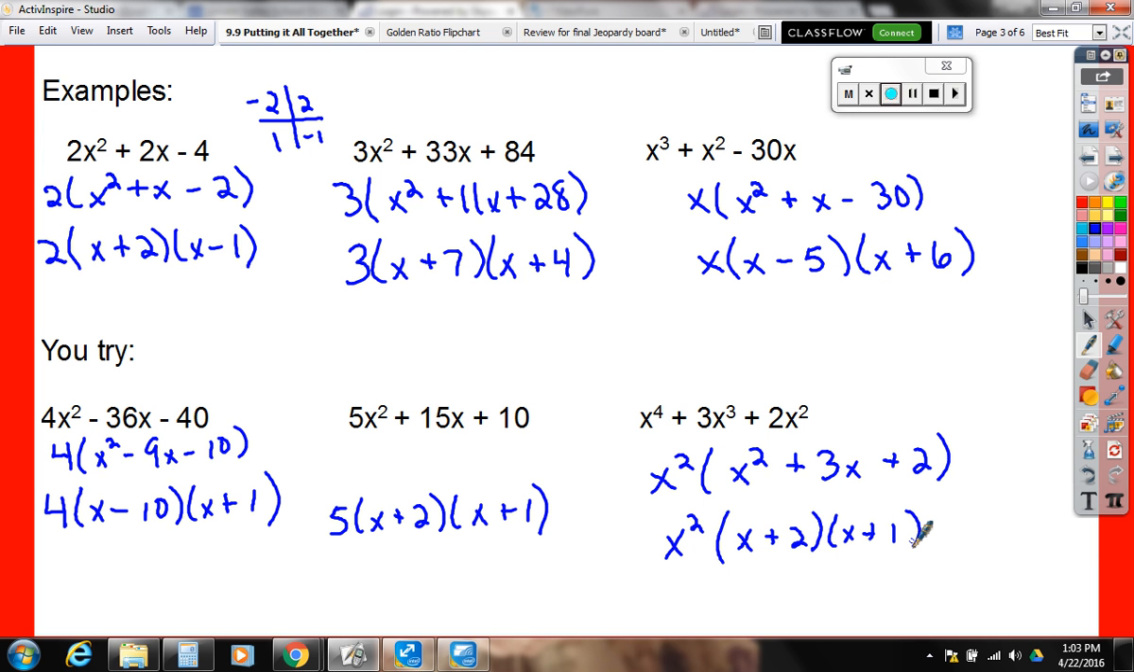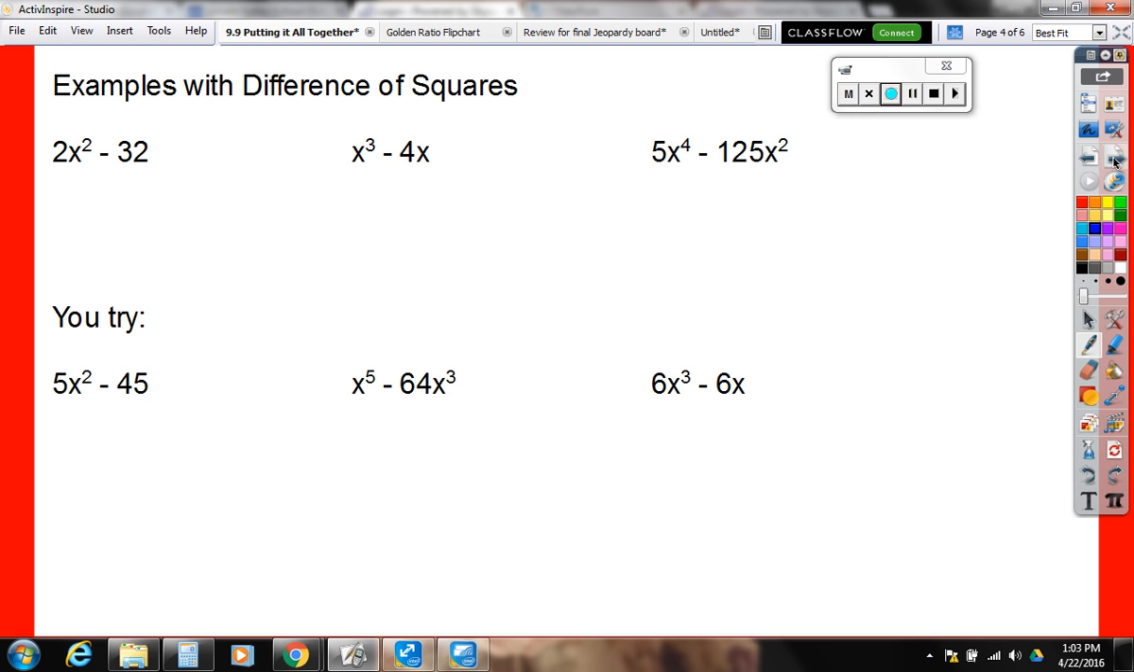Okay, let's look at some more examples. These ones are examples with difference of squares. So if you look at the first one, 2x squared minus 32. This does not appear to be a difference of squares problem because you have a 2 here. You can't take the square root of 2 and get an integer. And you have 32, and you can't take the square root of 32 and get an integer. So it doesn't appear to be difference of squares, but then if you think, well, could I factor out a common factor, it's going to turn into difference of squares.